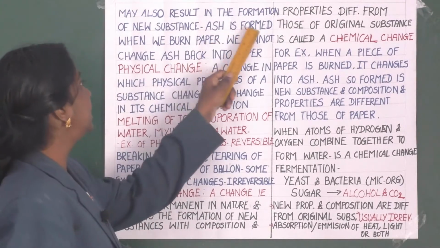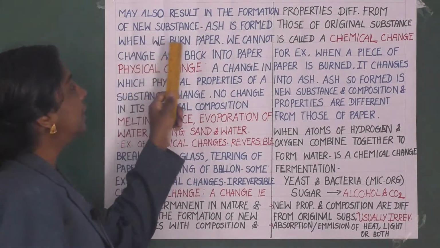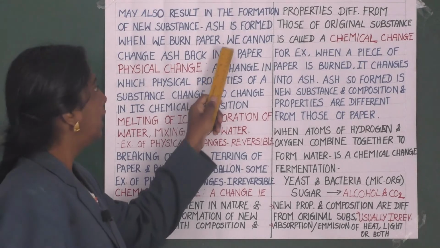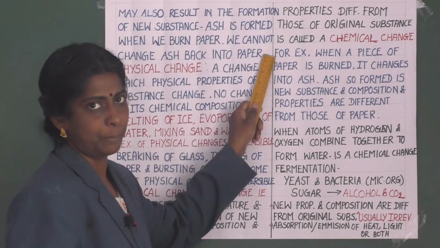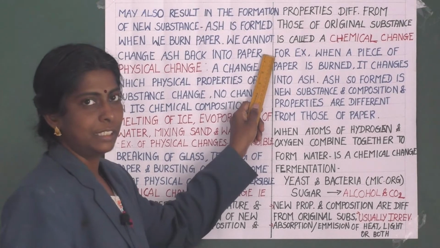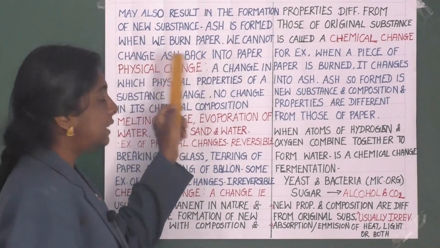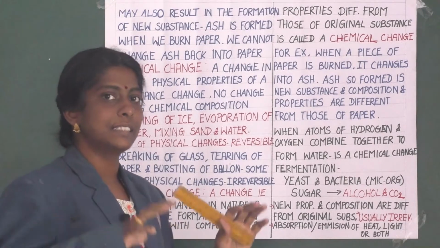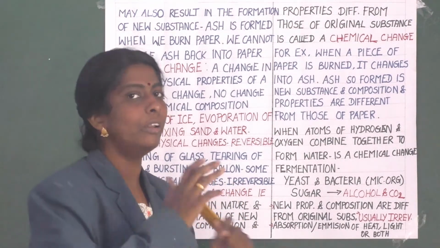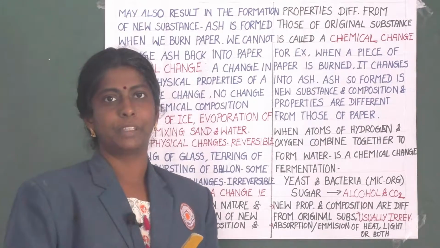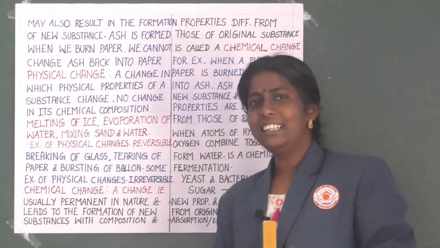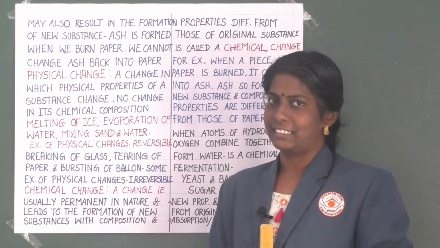How? Ash is formed when we burn paper. We cannot change ash back into the paper, isn't it? Yes. So now the changes are grouped together as either reversible or irreversible. We have learned till now reversible and irreversible. Yes, children. Now let us learn about physical changes.